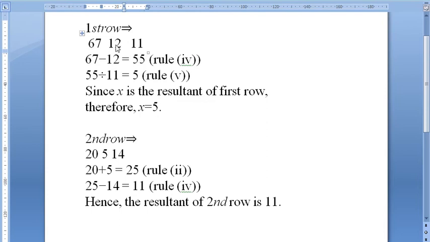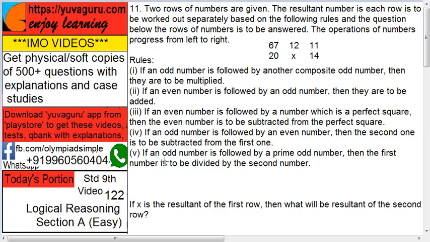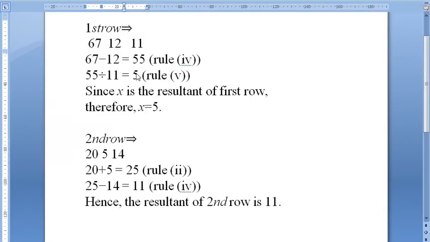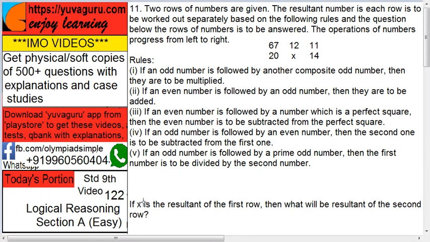Now odd is followed by prime. So this fifth rule, odd by prime, then the first divided by the second. So 55 upon 11 is 5. Now this is x that is given. See last line, x is the resultant of first row, means x is 5.